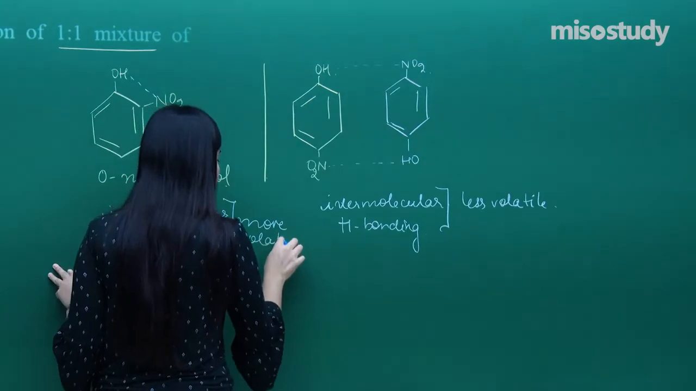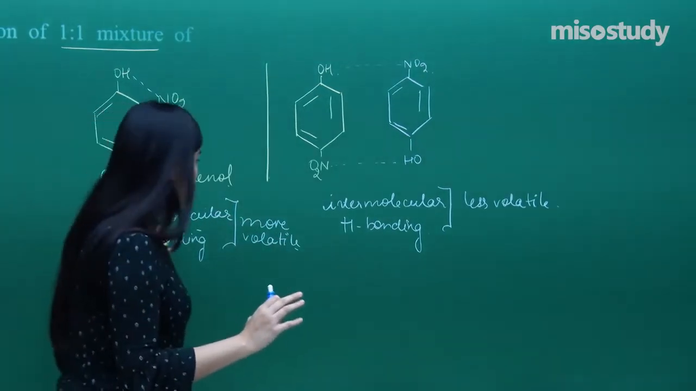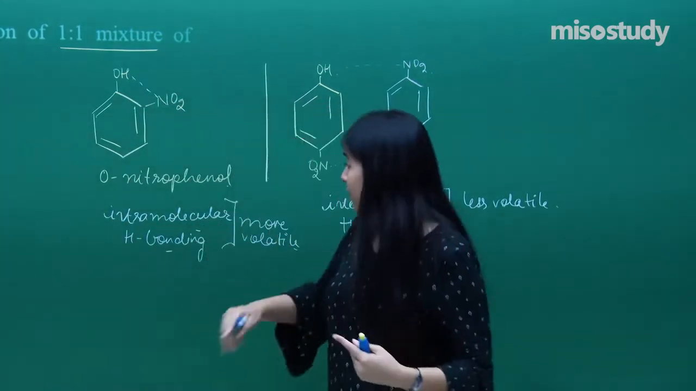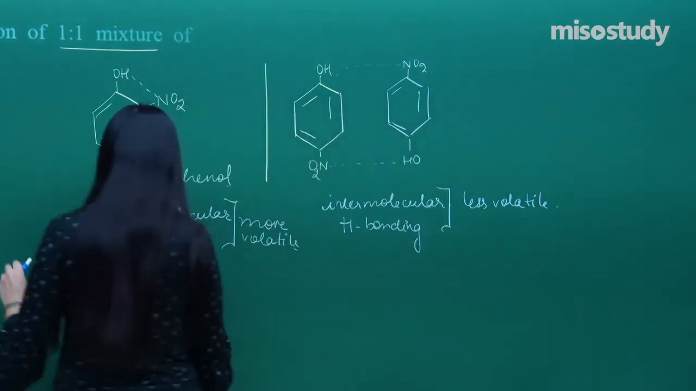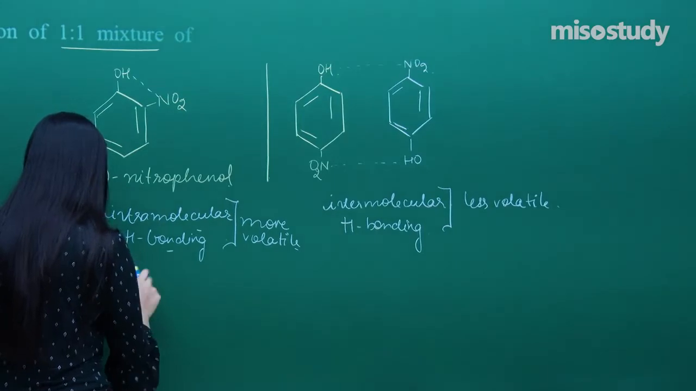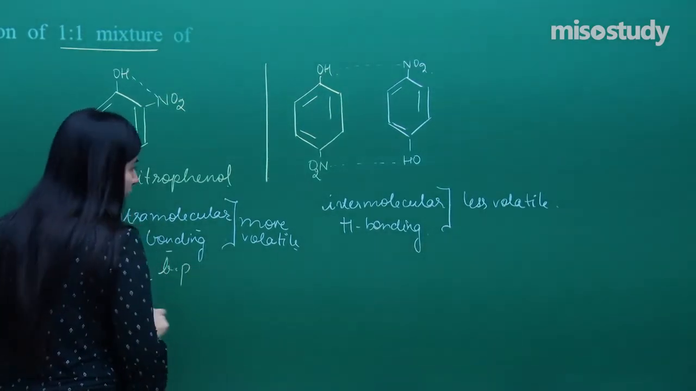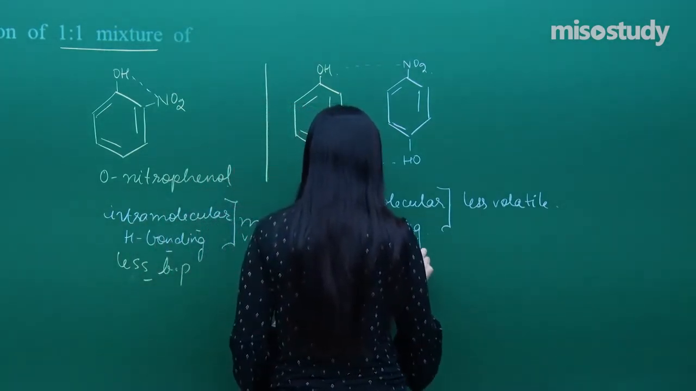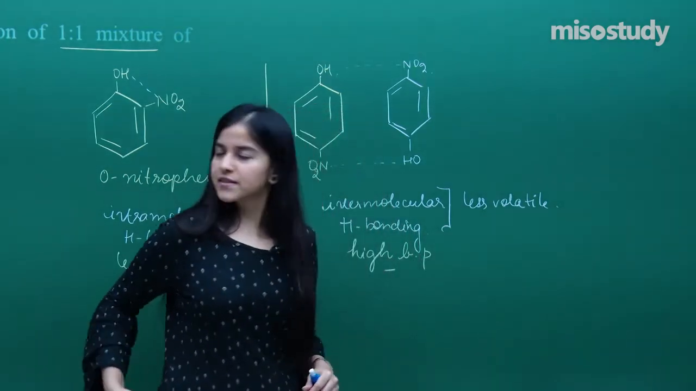Why? Because more volatile corresponds to molecules that can escape very easily. So this particular case will have a lower boiling point, right? I hope everybody is getting it. Whereas this will have a high boiling point, right? Because the molecules cannot escape very easily, right?